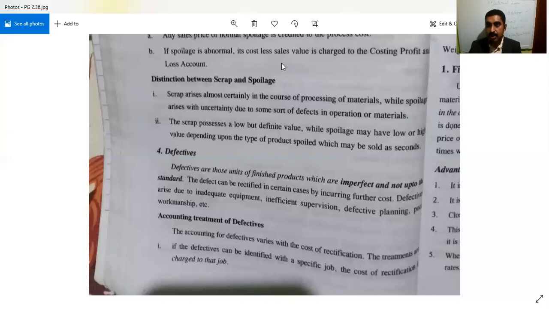ഇനി അത് തിരിച്ച് ചെയ്യണമെങ്കിൽ എന്താ? റെക്ടിഫിക്കേഷൻ കോസ്റ്റ് ഉണ്ട്. അപ്പൊ ആ റെക്ടിഫിക്കേഷൻ കോസ്റ്റും ആ ജോബ് അല്ലെ പ്രോസസ്സിലോട്ട് ചാർജ് ചെയ്യുന്നു. അതാണ് ഇപ്പൊ പറഞ്ഞ അക്കൗണ്ടിംഗ് ട്രീറ്റ്മെന്റ് ഓഫ് ഡിഫക്റ്റീവ്. ക്ലിയർ? സോ ഇഫ് ദ ഡിഫക്റ്റീവ്സ് ക്യാൻ ബി ഐഡന്റിഫൈഡ് വിത്ത് എ സ്പെസിഫിക് ജോബ്, ദ കോസ്റ്റ് ഓഫ് റെക്ടിഫിക്കേഷൻ ഈസ് ചാർജ്ഡ് ടു ദാറ്റ് ജോബ്. സോ ദാറ്റ് ഈസ് ദ കേസ്.